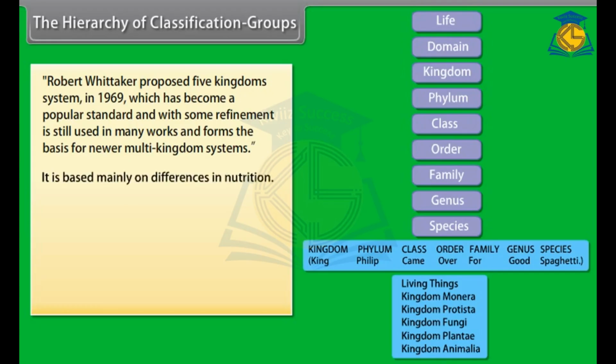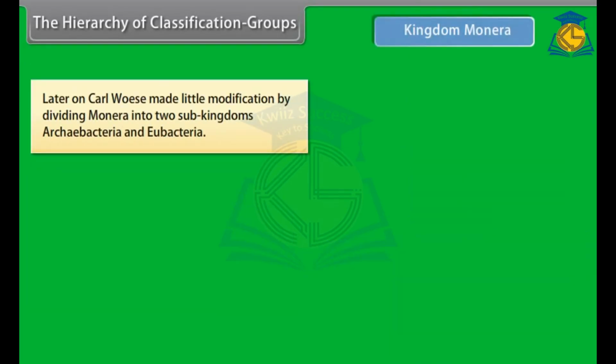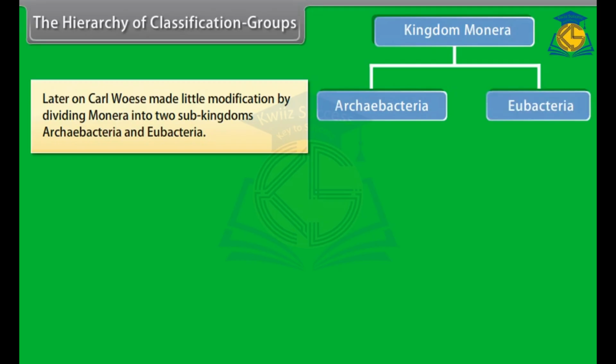It is based mainly on differences in nutrition. His Plantae were mostly multicellular autotrophs, his Animalia multicellular heterotrophs, and his Fungi multicellular saprotrophs. The remaining two kingdoms, Protista and Monera, included unicellular organisms and simple cellular colonies. Later on, Carl Woese made a little modification by dividing Monera into two subkingdoms, Archaebacteria and Eubacteria.